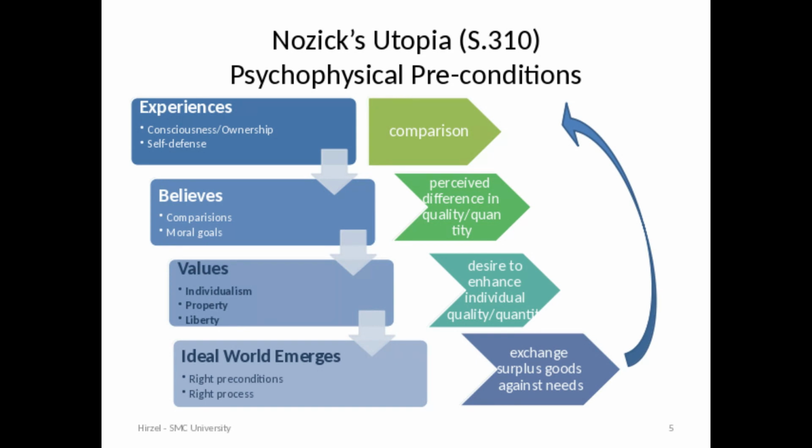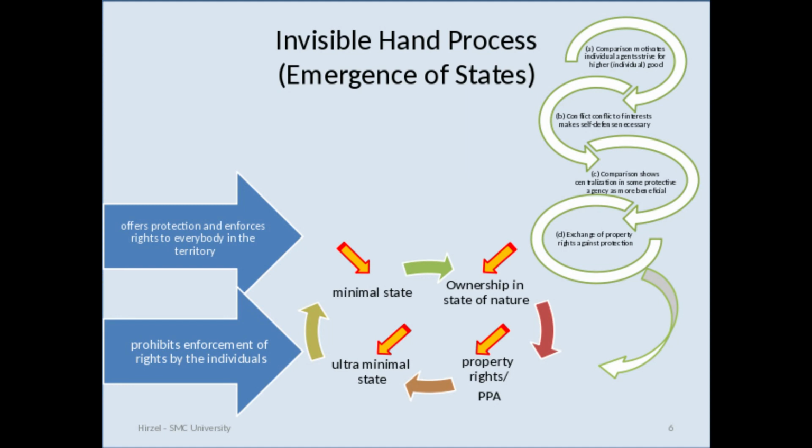By comparison, individuals perceive differences in qualities and quantities of wealth and well-being. This stimulates the desire to enhance those goods and exchange surplus quantities against lacking goods. Goods are defined here in a very abstract sense. This process is a circular process.